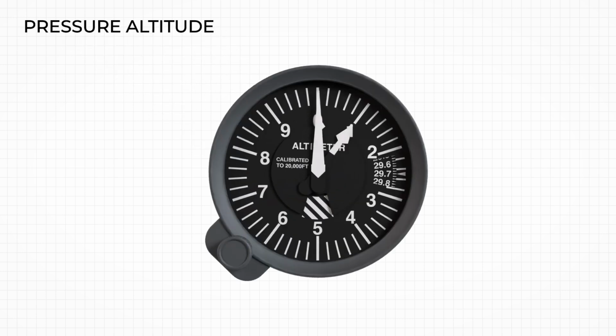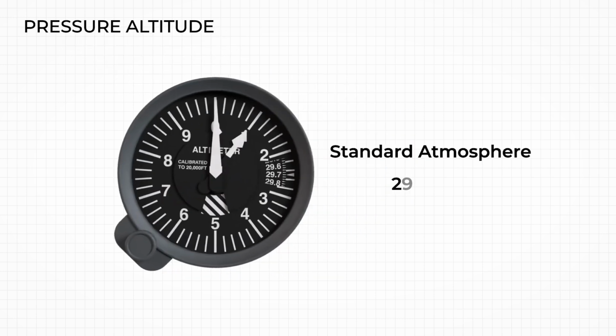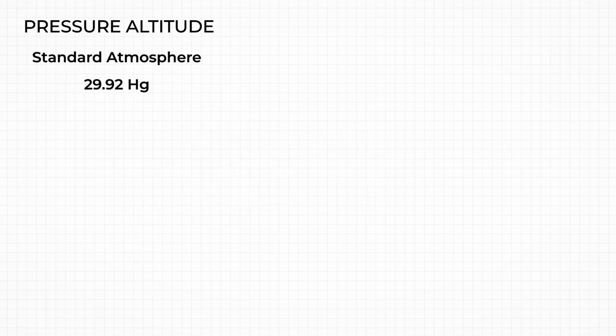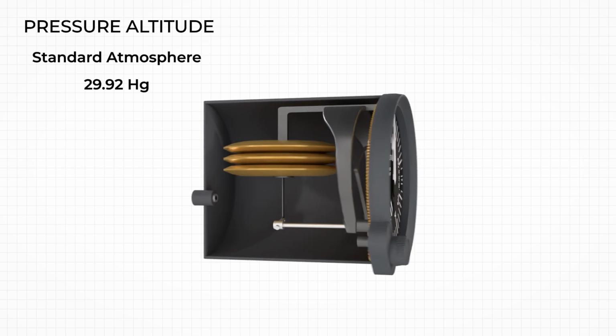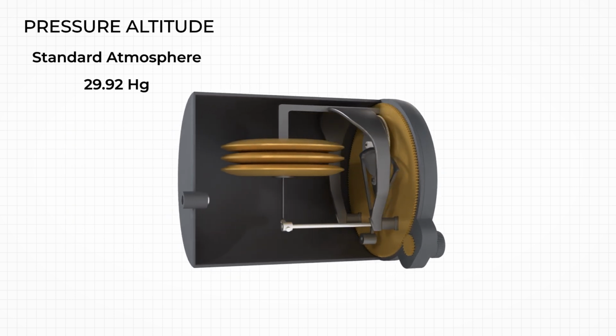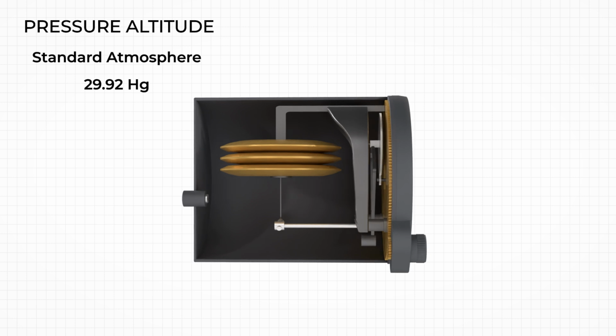Pressure altitude is the altitude indicated on the altimeter when 29.92 inches of mercury, or standard atmosphere, is set in the Kollsman window. Pressure altitude is based on standard atmosphere. Remember that the diaphragm inside the altimeter casing is filled and sealed with standard atmosphere. So by setting our altimeter to 29.92, we are checking how far off from this standardized value we currently are in terms of air pressure.